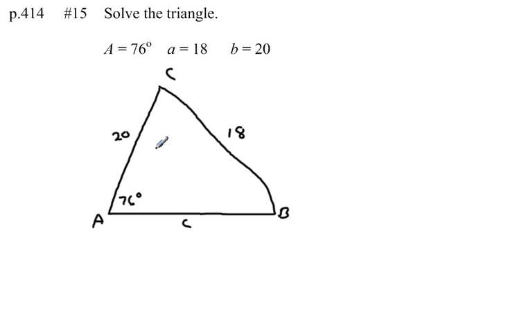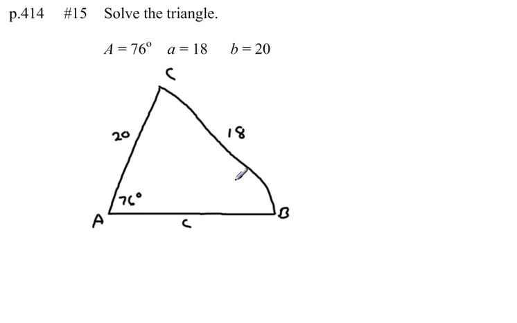Now I have to be concerned when we see that my opposite side here, in this case 18, is smaller than my side next to the given angle, which it is in this case. So I'm guessing we're going to have two solutions here.